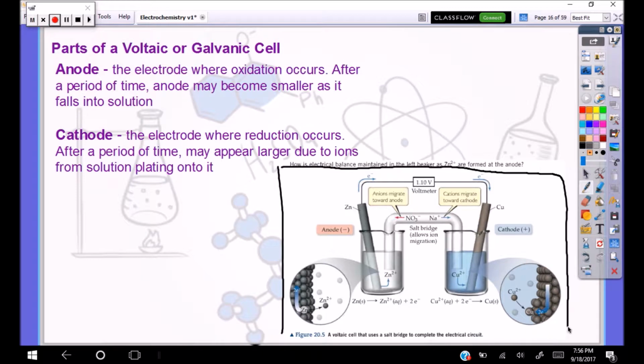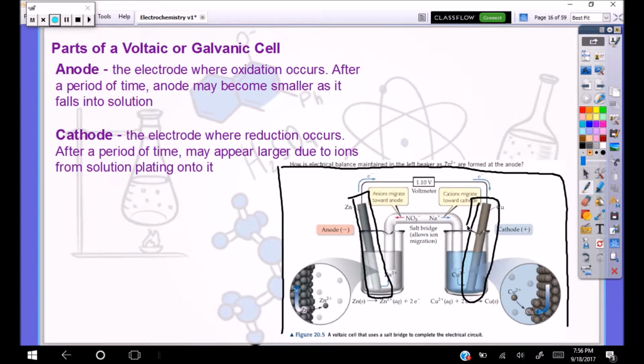So the first thing is the anode. The anode is the electrode where oxidation occurs. This is an example of the electrode. It sits in the solution, and it has a wire attached to it, and it connects it to another electrode in a separate beaker. After a period of time, the anode may become smaller as it falls into solution.